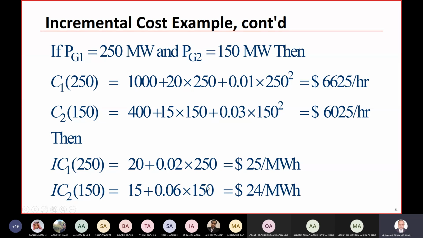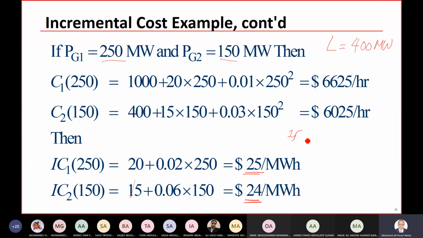For the incremental cost, you substitute also 150, so you will get 24 megawatt hour. So let me ask you, at this point, this is the incremental cost for PG1, and this is the incremental cost for PG2, for generator 2. Now, assume that these two generators are running in parallel in a power system, and this one produces 250 and this one produces 150. So the total load that you have is 400 megawatt here.